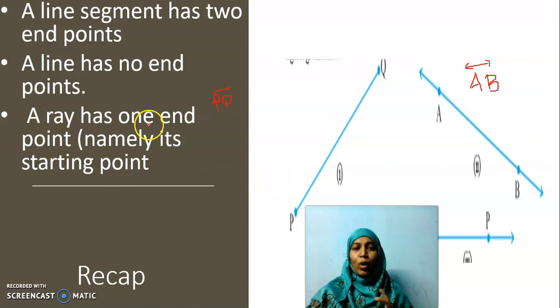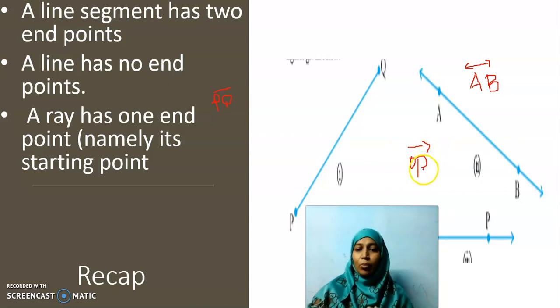A ray has one end point. Only one end point, and the other end we don't have an end point. It keeps on going endlessly, like sun rays from the torchlight. Okay. So how to represent the ray now? OP ray. What is the symbol? Yes, with only one arrow. See, even the small arrow means a lot in maths. So be careful while you represent a line segment and a ray.